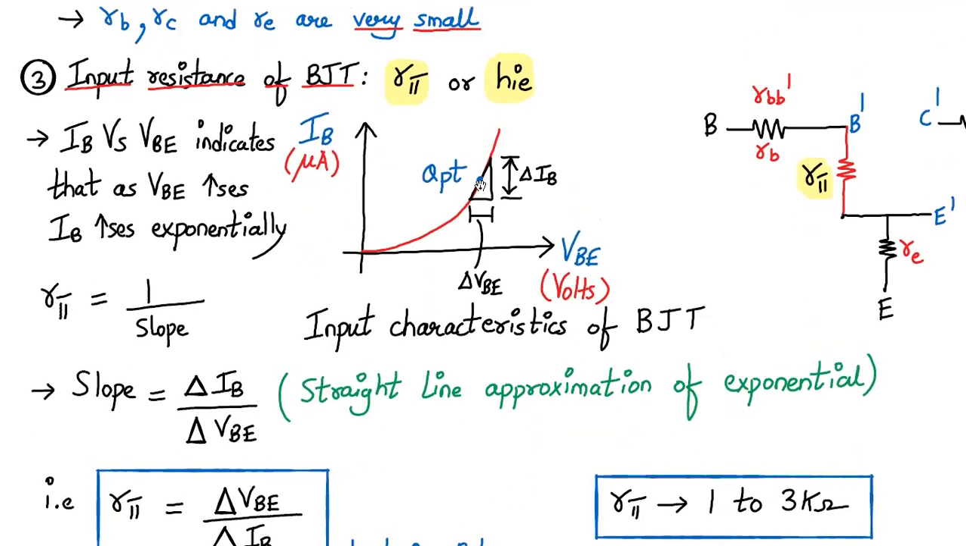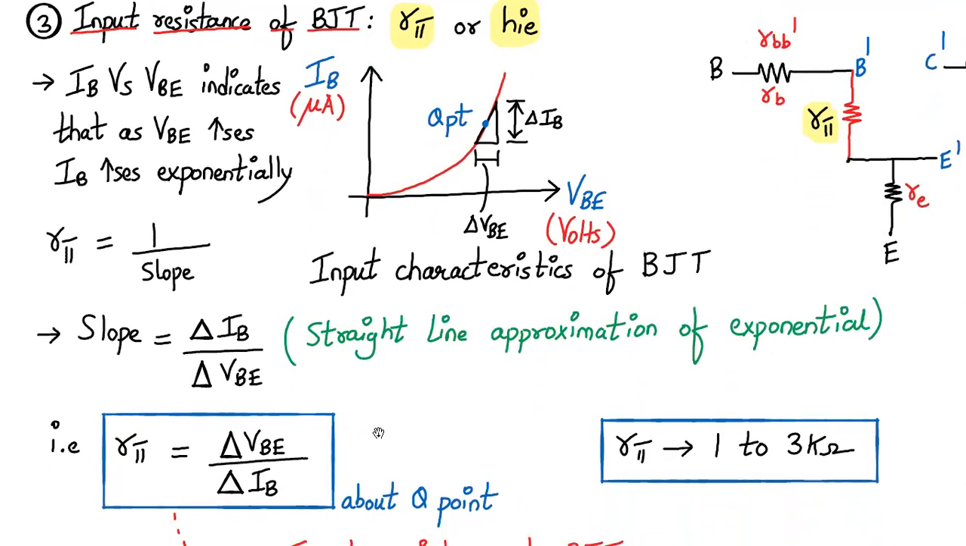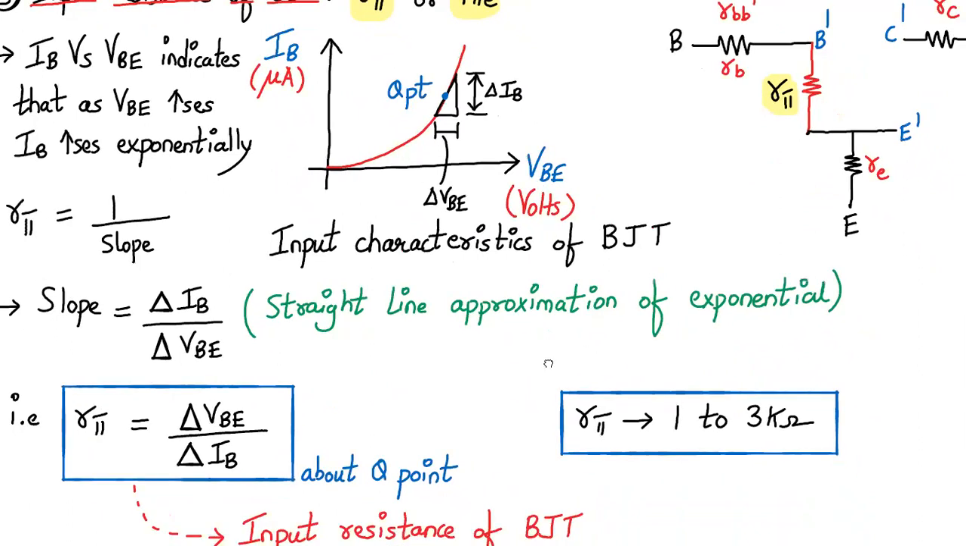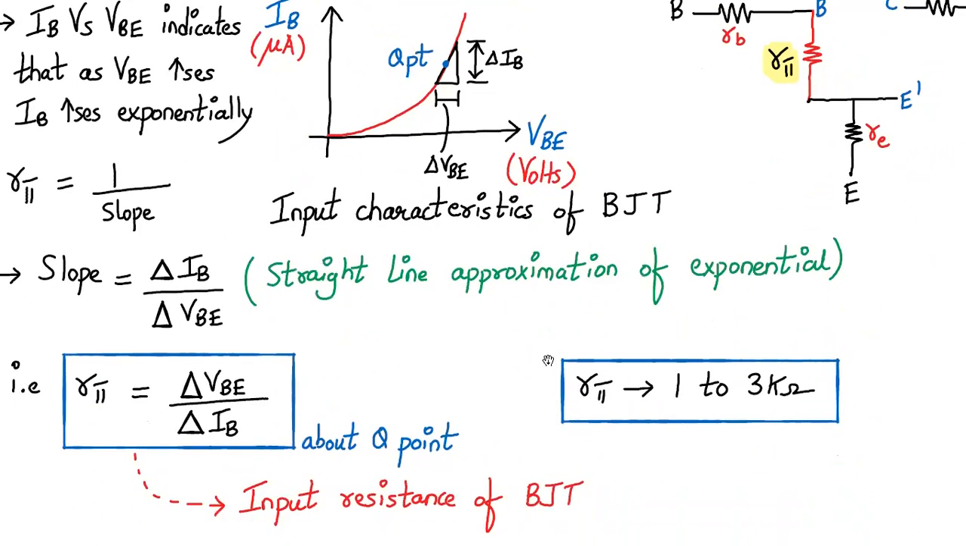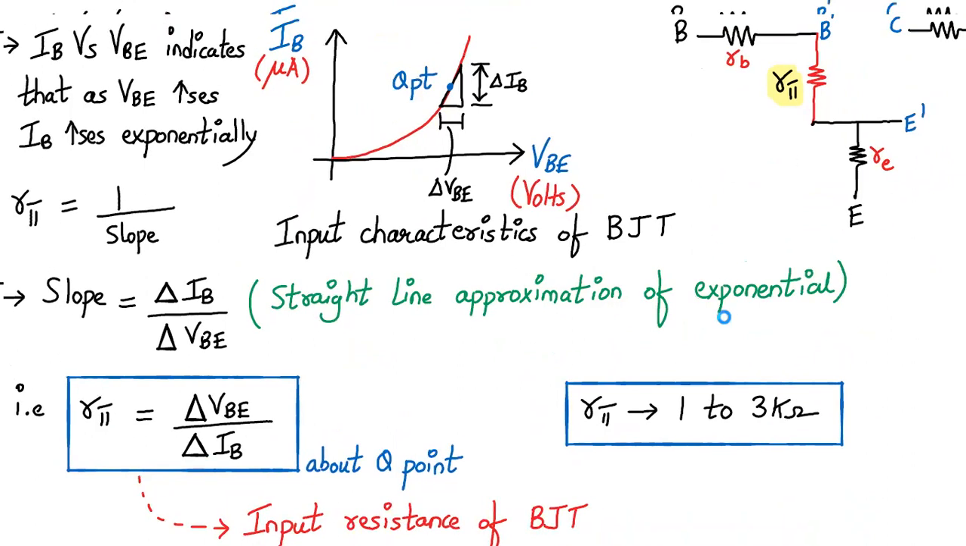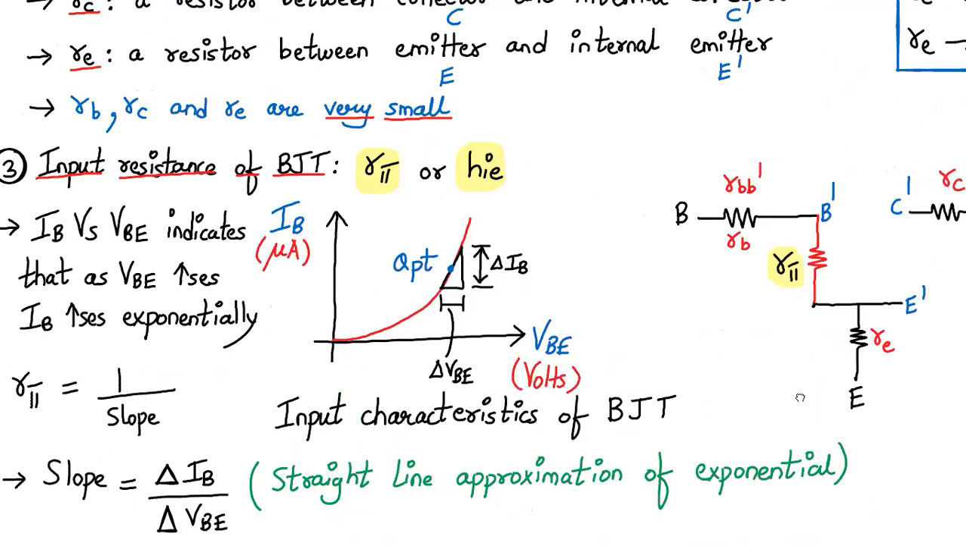So let's say that the center of this straight line approximation is my Q point. Fine. So that is how we calculate R pi. And normally R pi is the input resistance of the BJT. Its value ranges from 1 kilo ohm to 3 kilo ohms, and it is connected between the base and the emitter terminal. It represents the input resistance of the BJT, right?